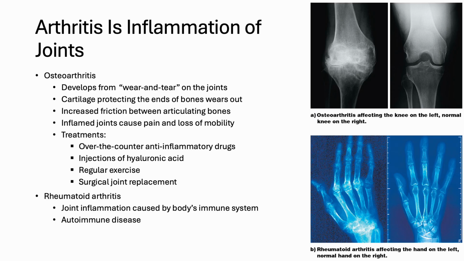Treatments include nonsteroidal anti-inflammatory drugs, injections of hyaluronic acid to improve lubrication, regular exercise, and in severe cases, surgical joint replacement. Rheumatoid arthritis differs in being an autoimmune disease in which the body's immune system attacks its own joints and tissues, leading to chronic inflammation, joint deformities, and systemic symptoms such as fatigue.